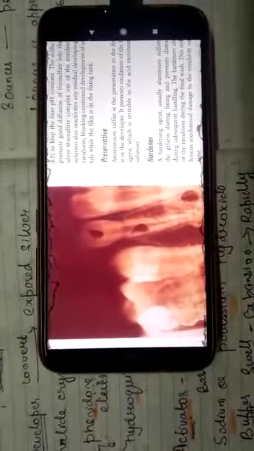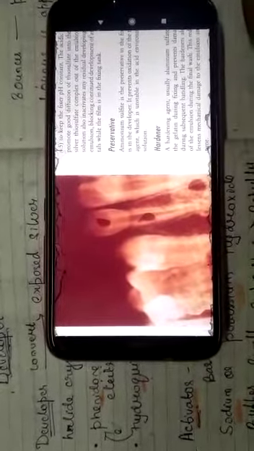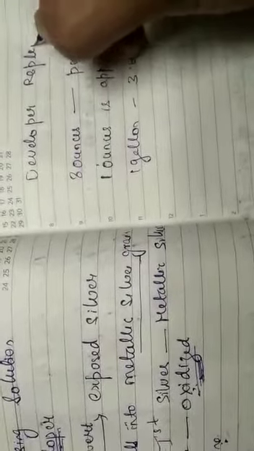Hello everyone, we are going to read one more topic from radiology, and I'm following White and Pharoah, 7th edition. In the previous video we have read about developer. Now we are going to read about developer replenishers.